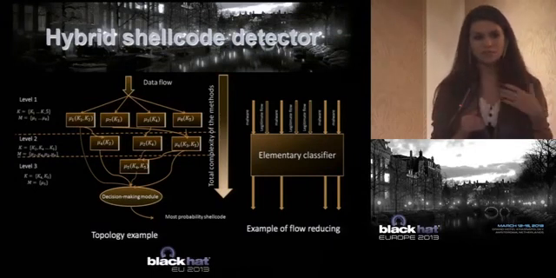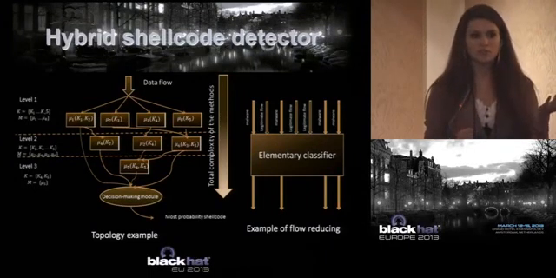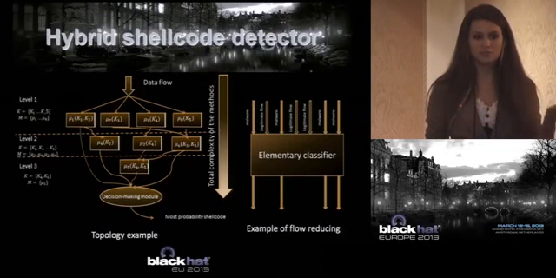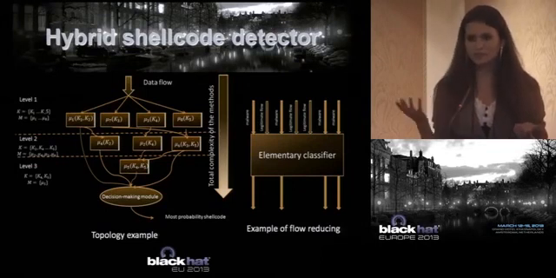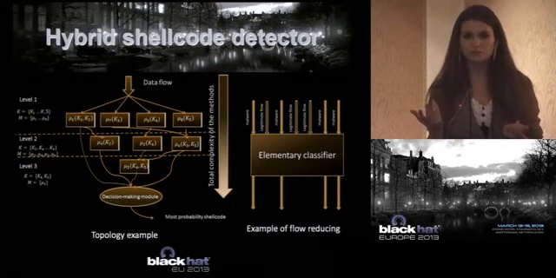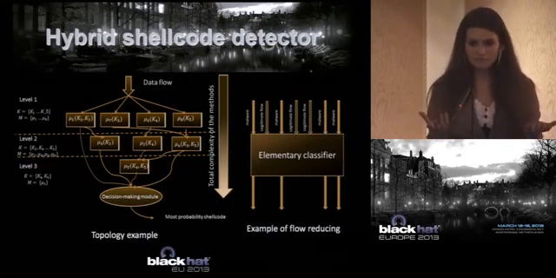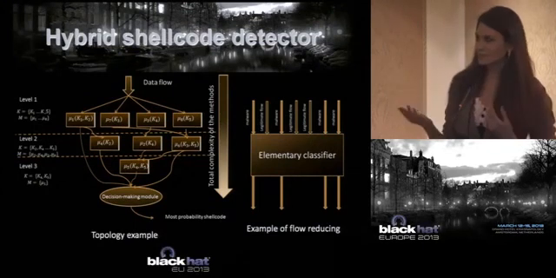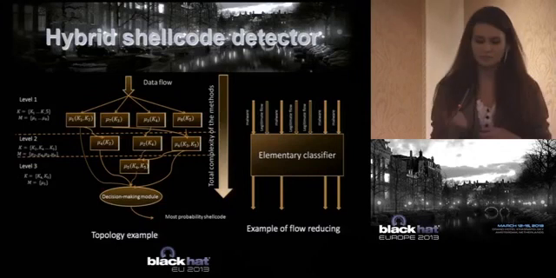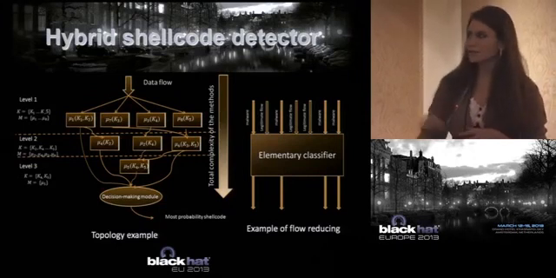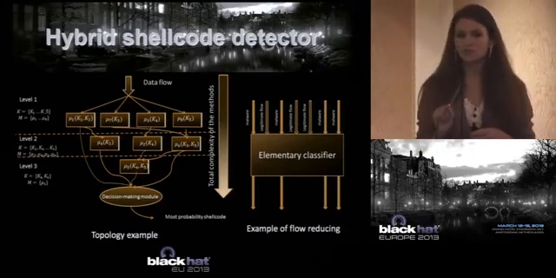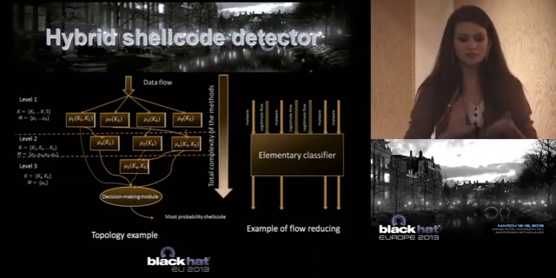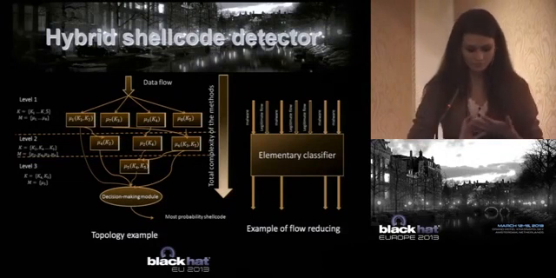Two levels can be connected in a very specific way. For example, consider one elementary classifier which is able to detect the presence of NOP sleds in the byte flow, and another which is able to detect the presence of getPC code. How can we compare them? There's no way to do it. It doesn't seem reasonable at all. So we can connect only those classifiers which are able to detect overlapping classes of shellcodes.